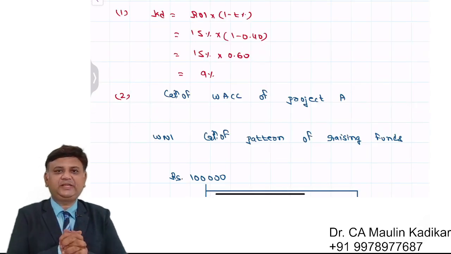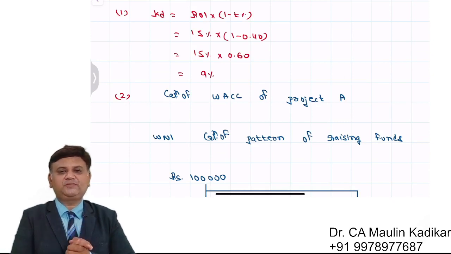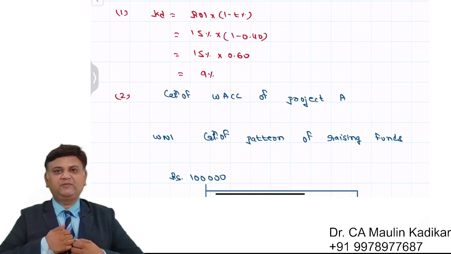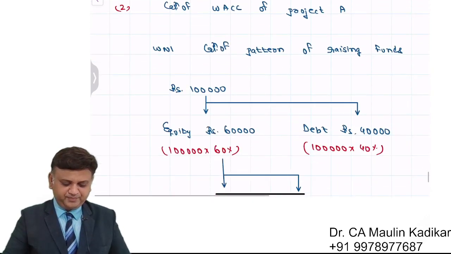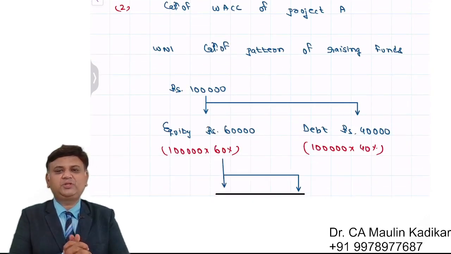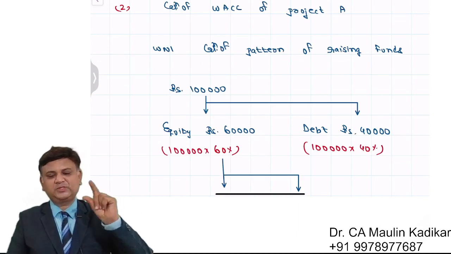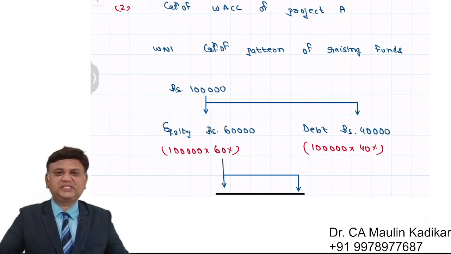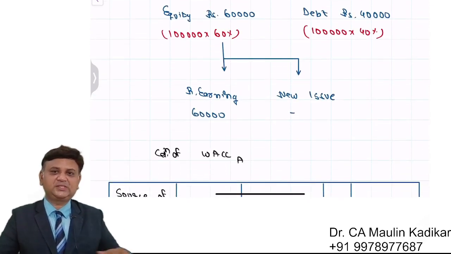Let us have the revision of the entire question. In the first part of the question says compute the cost of debt financing. So in that case, it is rate of interest into 1 minus T. Why? Because there is no premium, no discount, no flotation cost. Then the question says compute the weighted average cost of capital for project A. Project A requires an amount of rupees 1 lakh. We have the optimum capital structure in which 60% is equity and 40% is debt. So 60,000 rupees is equity share capital and 40,000 is debt.